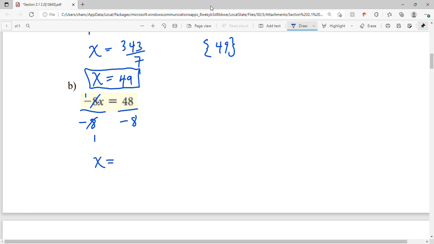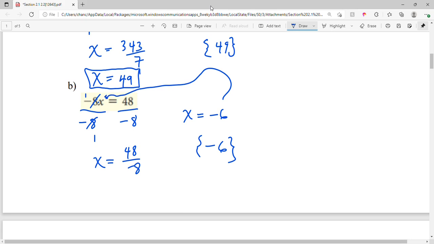And then we can divide 48 by negative 8. We can get our solution as x equals negative 6. Our solution is negative 6. And if we're not certain, we can always substitute that negative 6 back into the equation. Negative 8 times negative 6, that is equal to 48, so I could check my work for these problems.